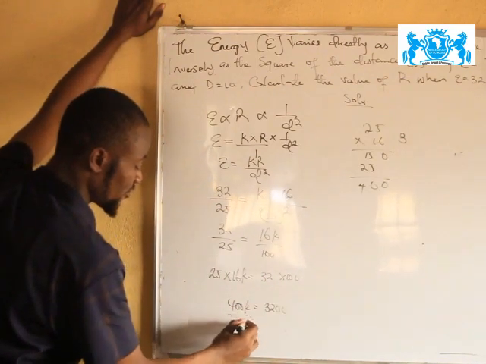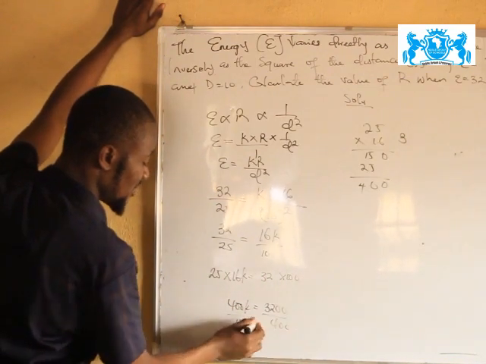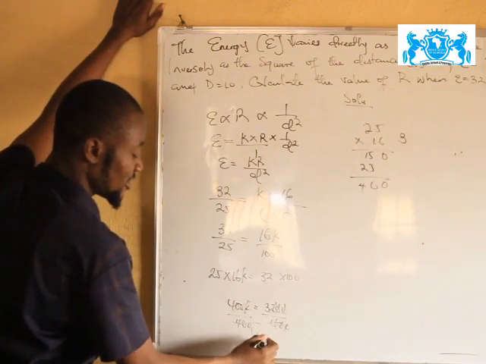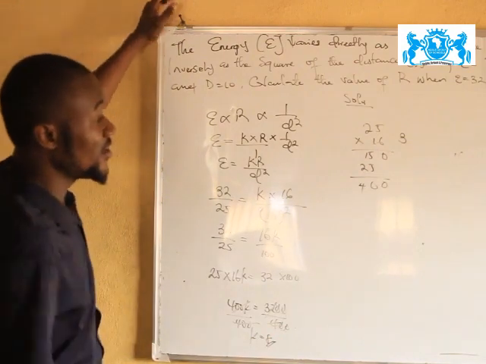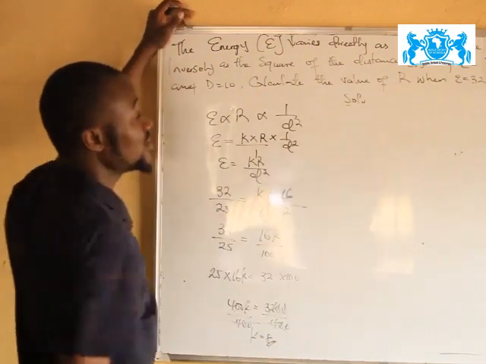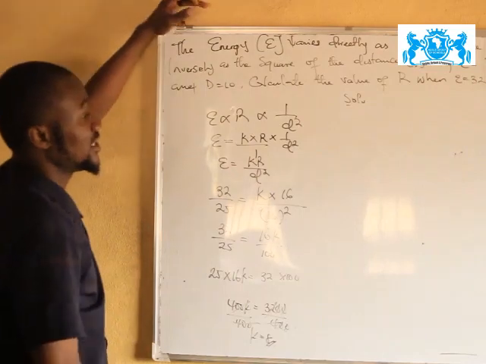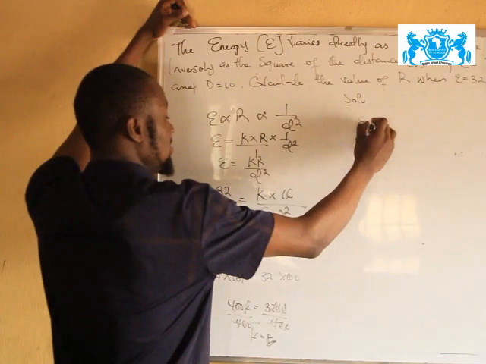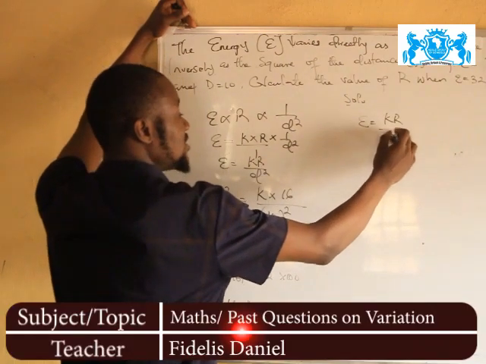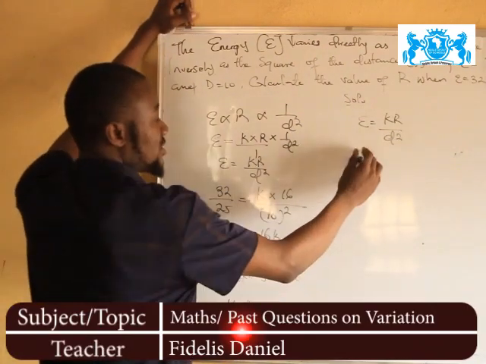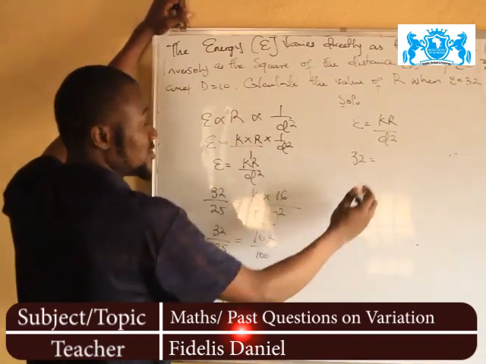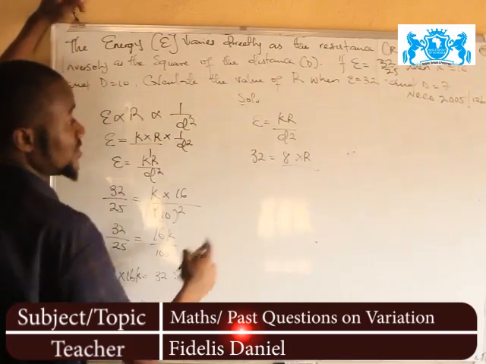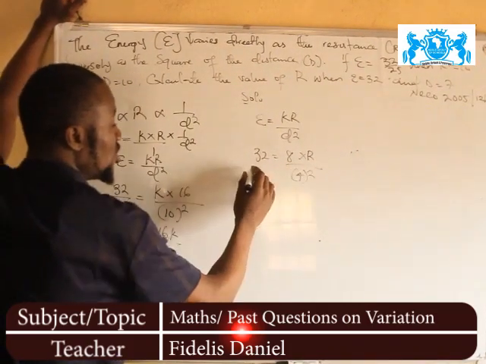So divide both sides by 400. When you divide both sides by 400, you have that K is equals to 3,200 divided by 400, which is 8. Now the question went further to ask you to calculate the value of R when E is 32 and D is 7. So you are still using the same equation. You have E is equals to KR all over D raised to the power 2. Your E is 32 is equals to your K is already 8 times you are looking for R all over D, which is 7 raised to the power 2. So you have over 1.